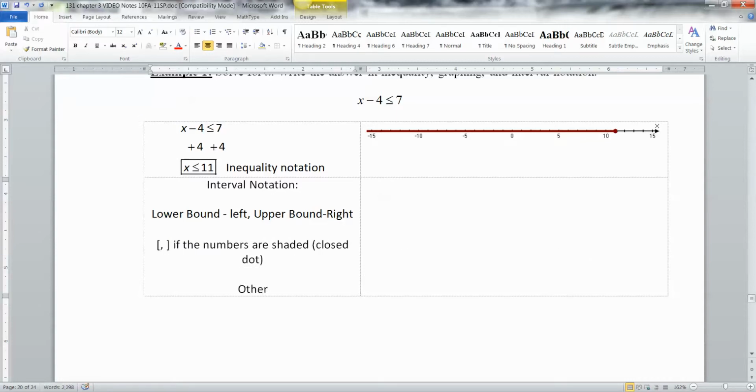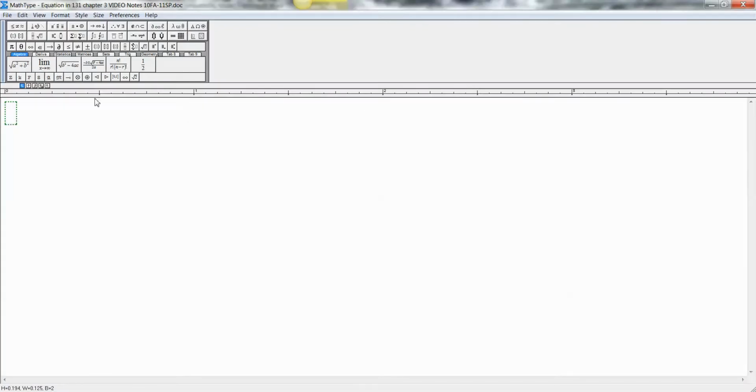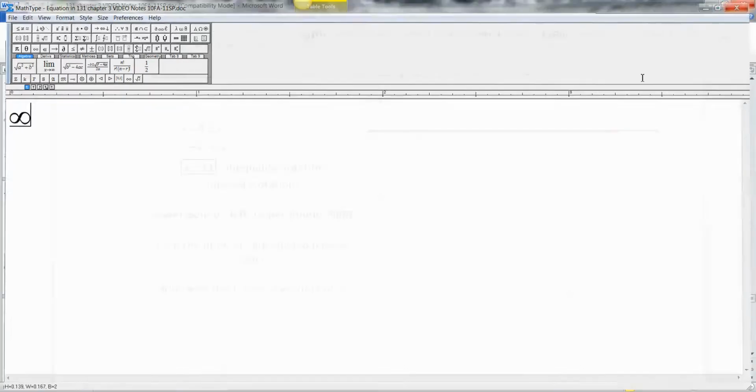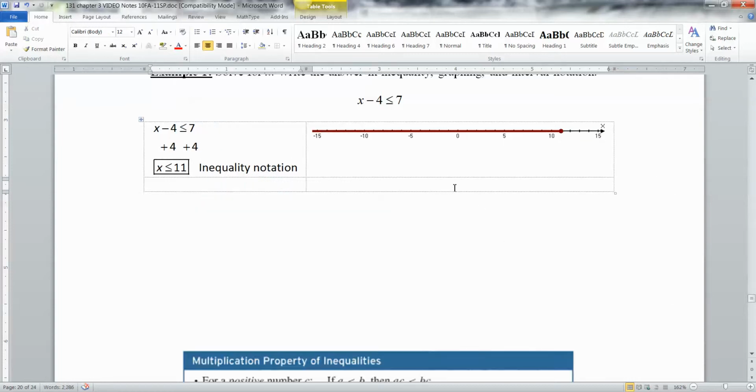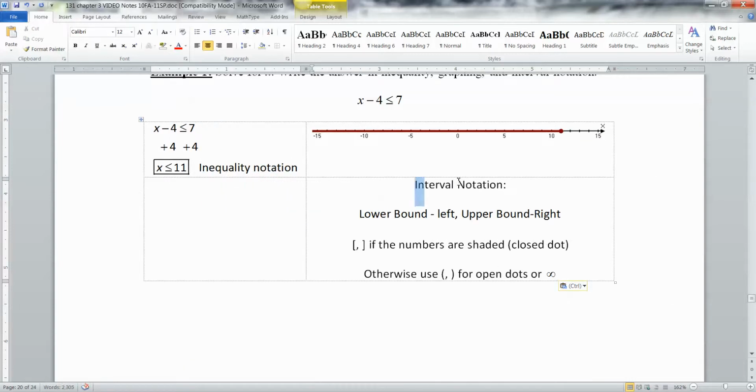Otherwise, use parentheses for open dots or infinity. Much like Buzz Lightyear would say, to infinity and beyond, right? Okay, so that's the long and the short of it. Those are the notes on what interval notation is. And you know what? I'm going to put them over here. That way I've got more room. Okay, so interval notation notes.